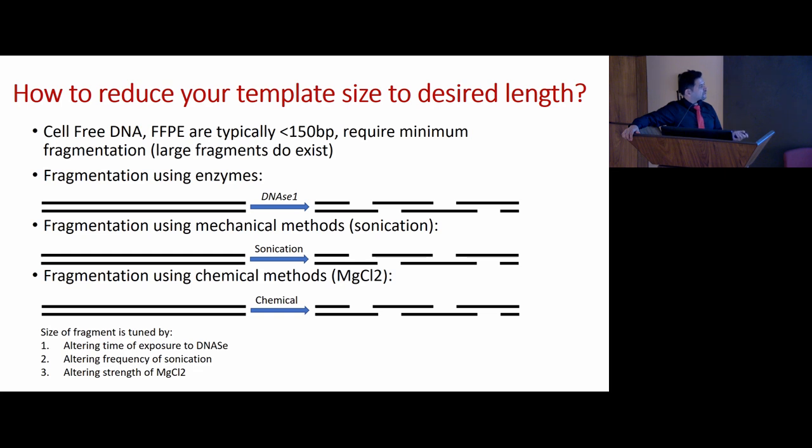You can also use chemical methods like magnesium chloride, not so much in vogue, but you can tune the fragmentation size. So altering time of exposure to DNase, altering frequency of sonication, altering strength of MgCl2. All of this is important when you want to get your DNA library prepared to one particular size.